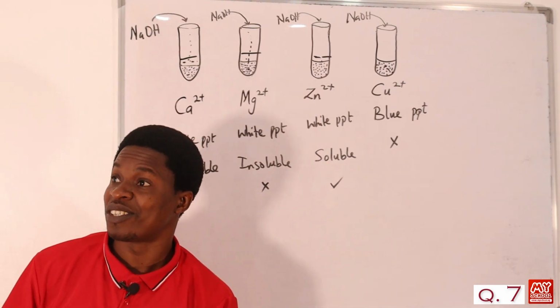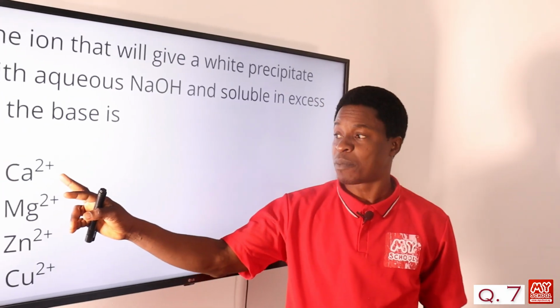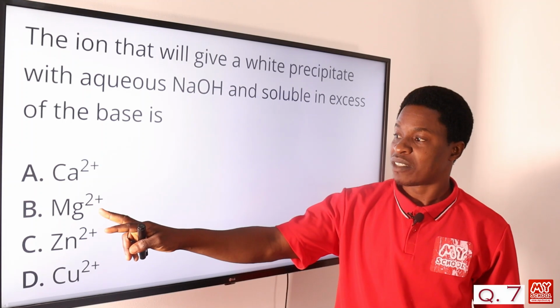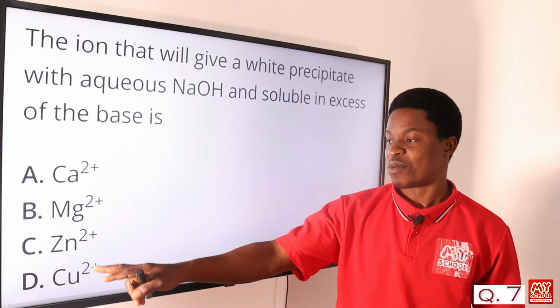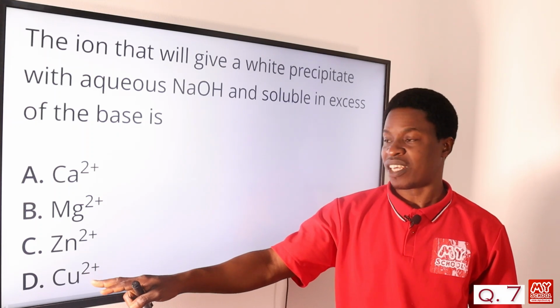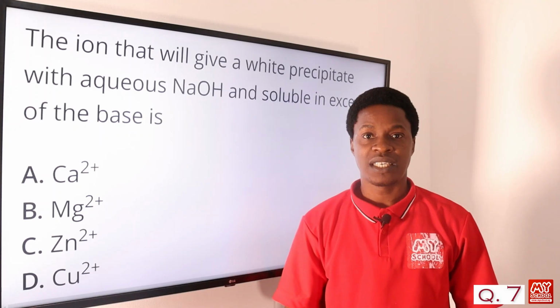Let's move to the screen so we can choose our answer. So calcium ion gives a white precipitate but insoluble, magnesium insoluble, zinc ion is a white precipitate and soluble. This one will give a blue precipitate. So the correct answer is option C, zinc ion.